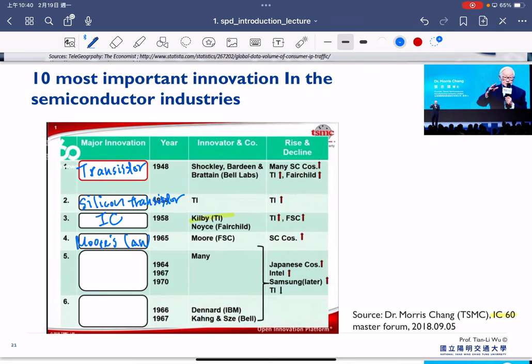And also later on came the MOS technology. This is because in the beginning the semiconductor transistor was actually made using the BJT, the bipolar junction transistor, not the MOSFET. Later on, the MOSFET came in, but in the end it almost dominated the development trend. So that's considered the MOSFET, silicon gate, and also the CMOS.